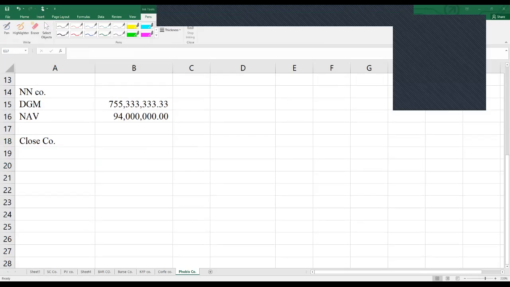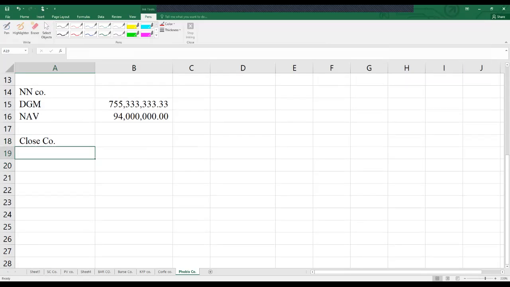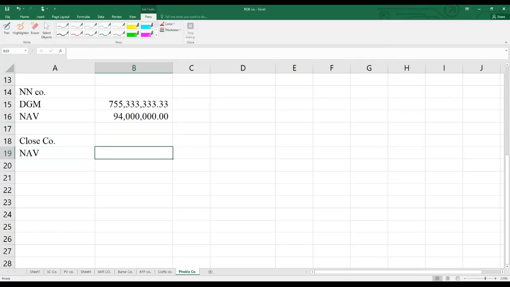Okay, so we can do it quickly. We need to get the company value. You have to use the NAV method, the growth model, and the earnings yield method. So NAV method: total asset minus total liability.